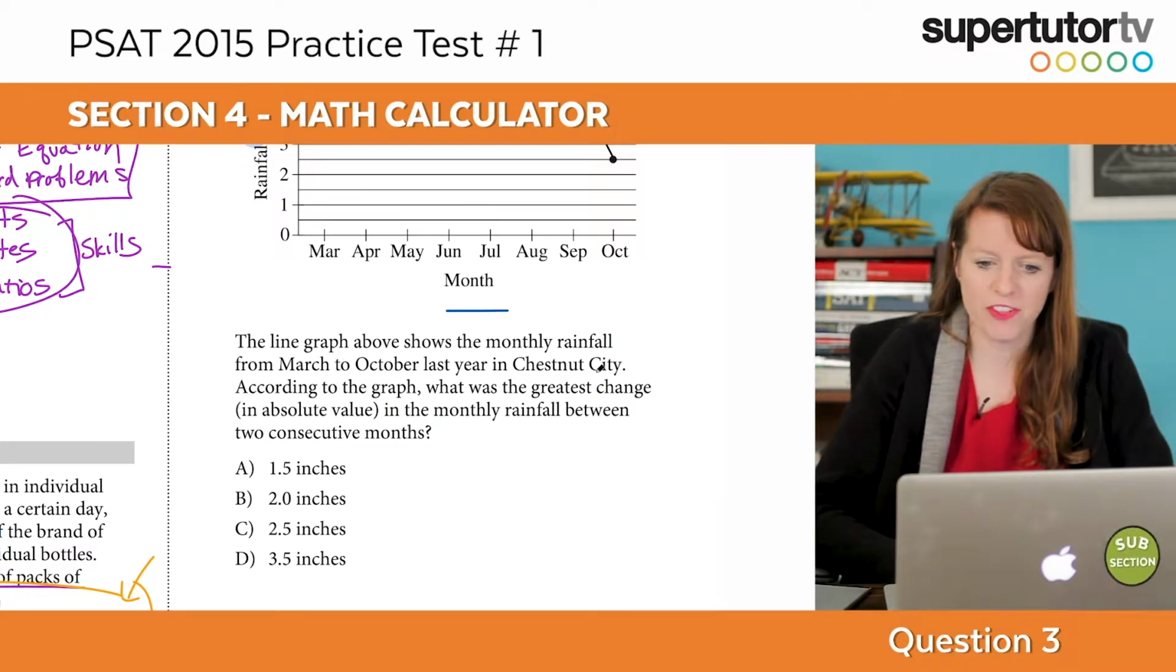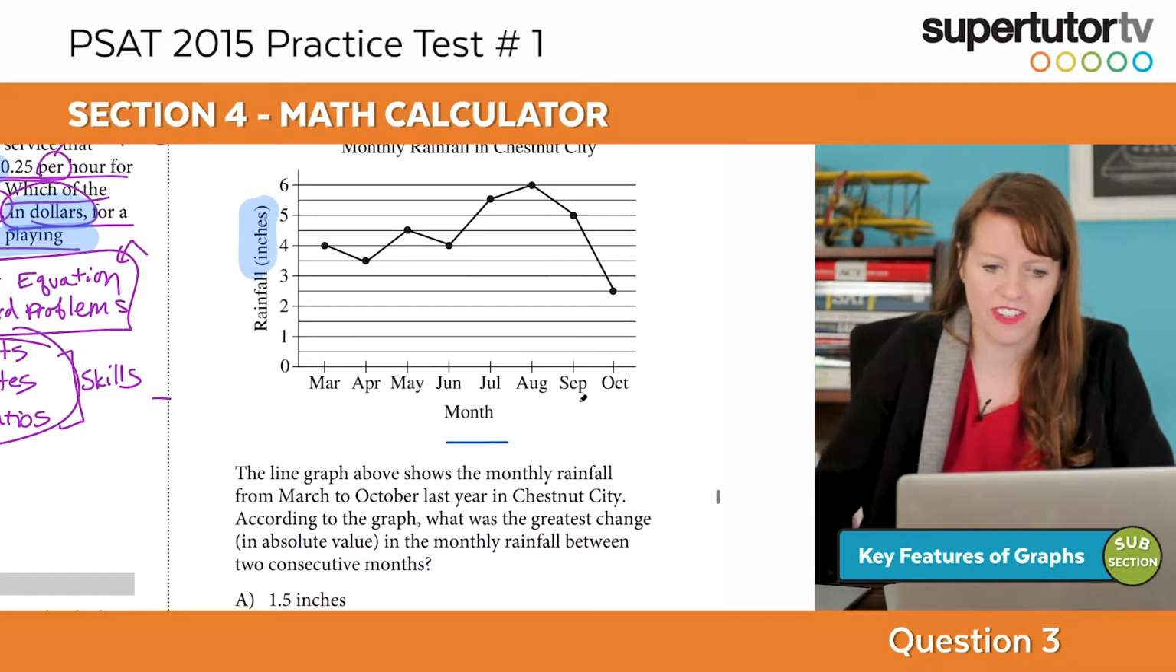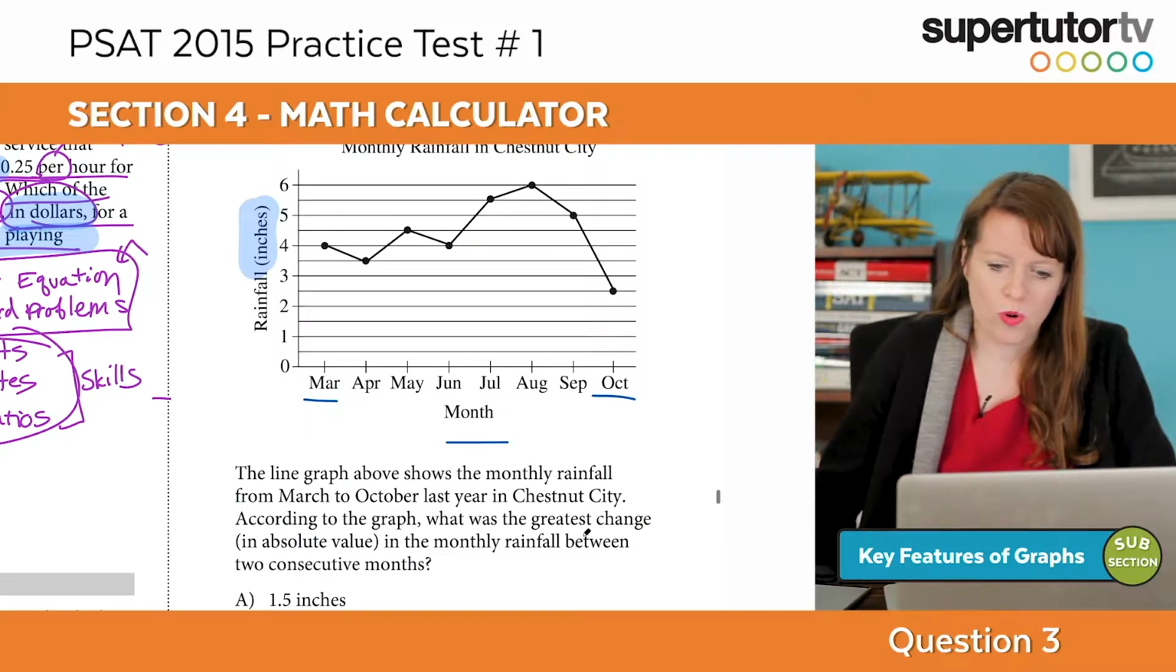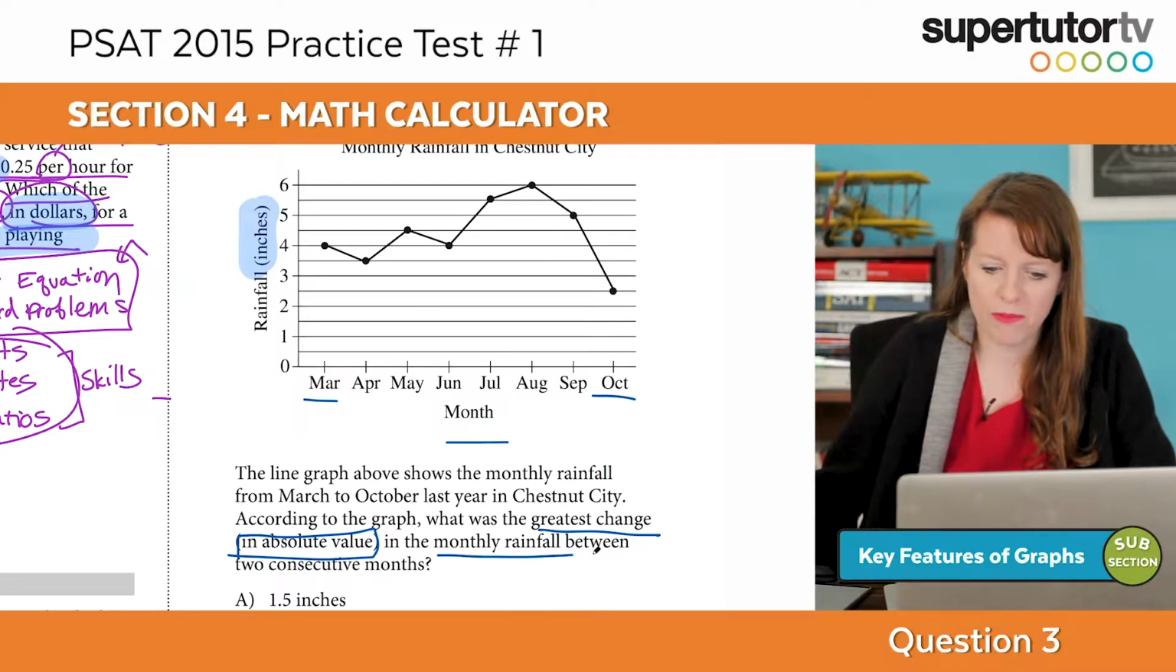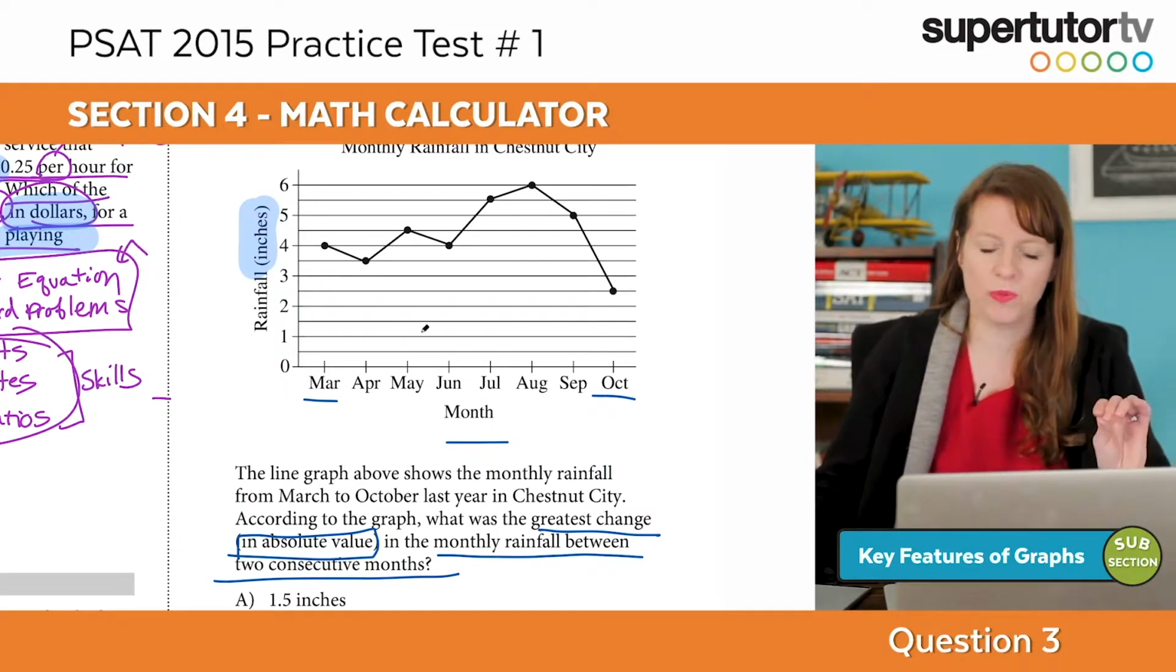Okay, the line graph above shows the monthly rainfall from March to October last year. So we go from March to October. And according to the graph, what was the greatest change in absolute value in the monthly rainfall between 2 consecutive months? So here's what we're looking for.